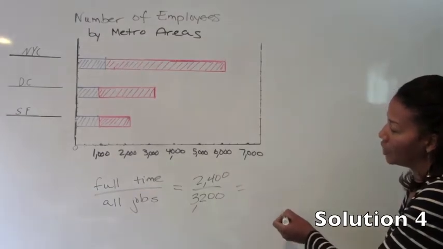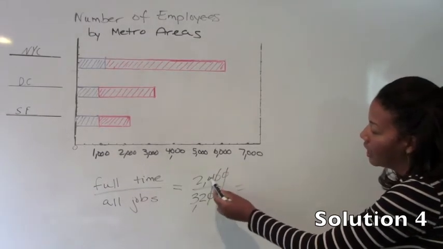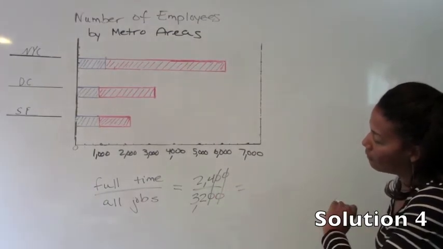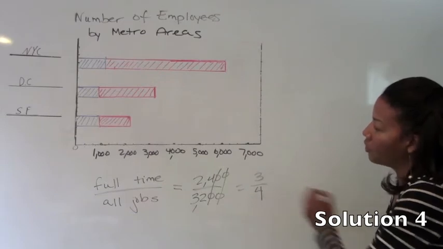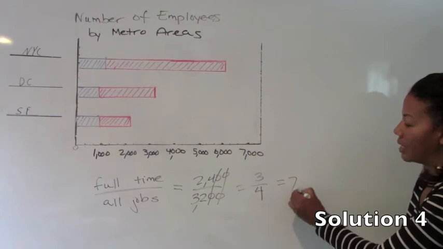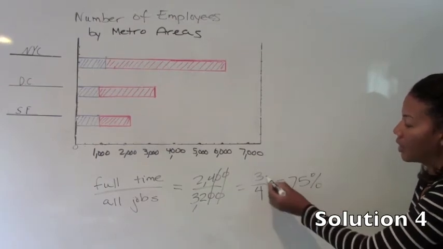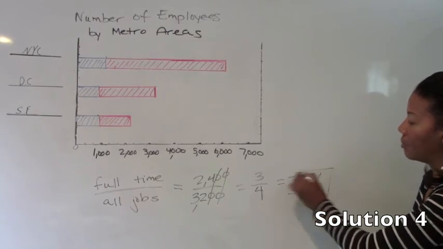That simplifies to, this cancels out, and I can divide the top and bottom by 4, and I get 6 over 8, and then I can divide by 2 again. So I get 3/4. So 3/4 of the jobs are full-time. If you don't know that that's 75%, put it in your calculator. 3 divided by 4 gives you 0.75, and that is 75%.